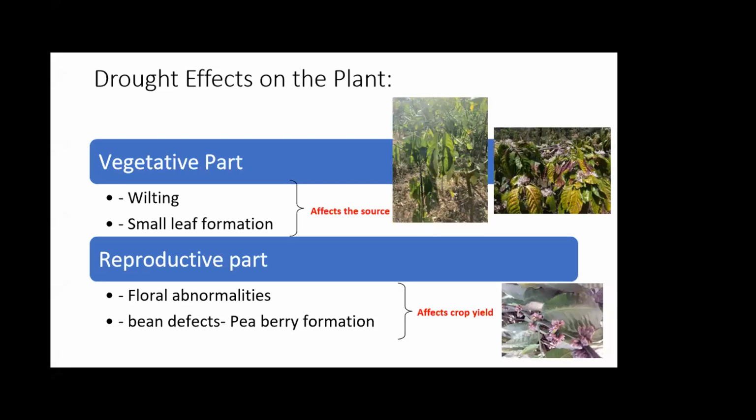And in severe conditions, it will affect the bean quality also. Bean defects we will see, and it leads to formation of some of the pea berry formations, and also B grade beans we will see in severe stress conditions.